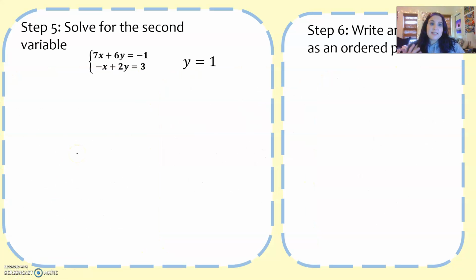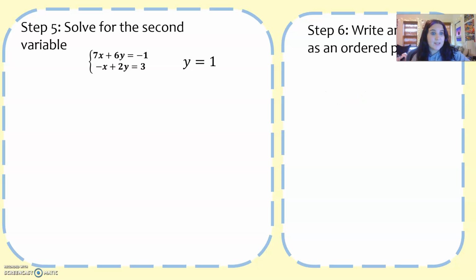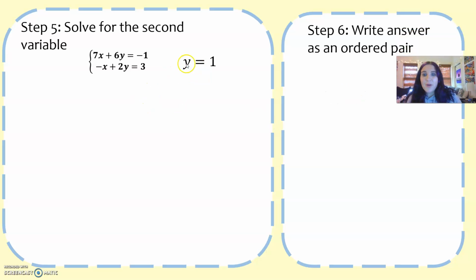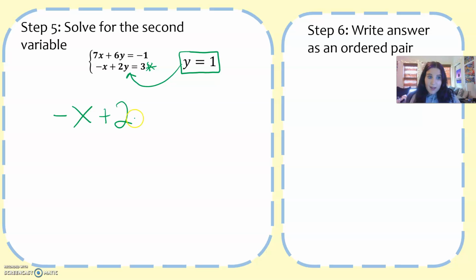And now I need to solve for the second variable, which is x. What I do is take what I know, which is that y equals 1. So I'm going to substitute or replace one of my y's in my system for 1. And I only need to pick one equation. I'm going to pick equation number 2. Why not? So -x, I still don't know what x is, plus 2, now I know that y equals 1, so I can just substitute 1 in for y, equals 3.